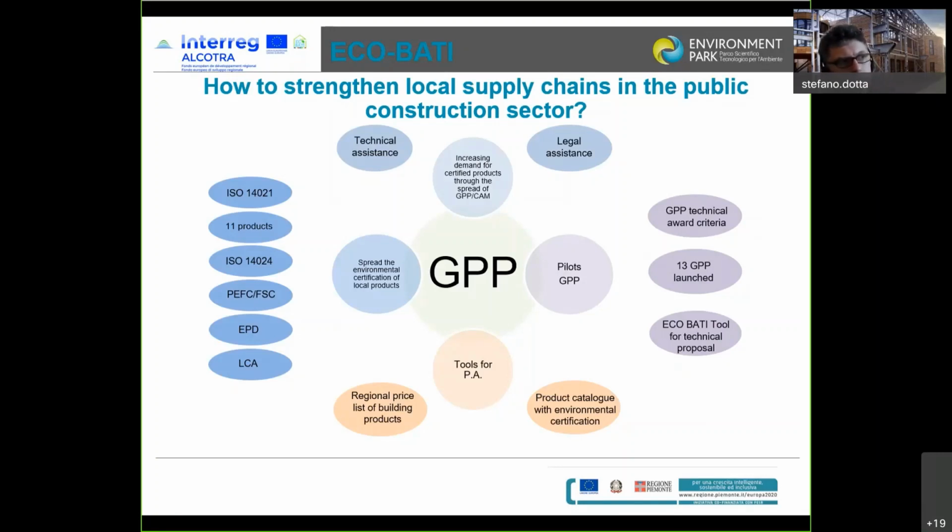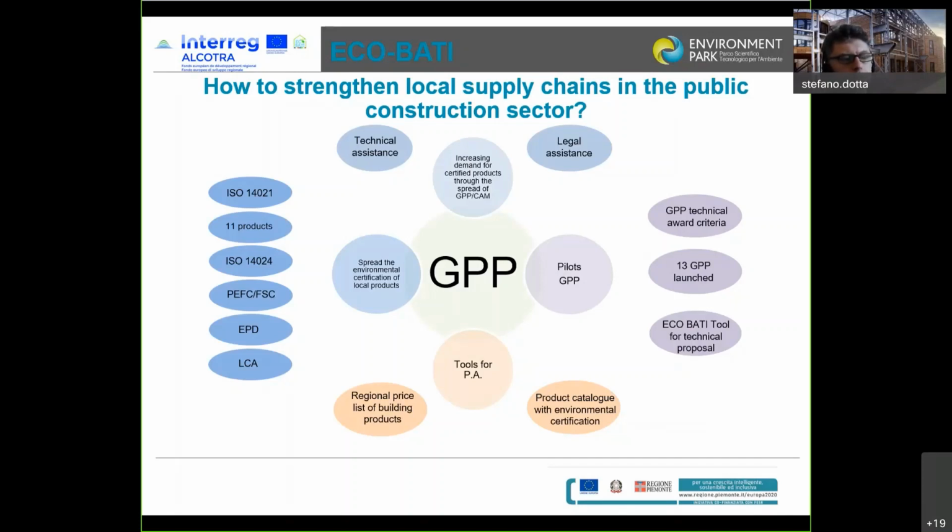The second main action was to support the public authorities in order to implement green public procurement, supporting these authorities with technical assistance and legal assistance. And then we also supported the public authorities by realizing some tools useful for the public authorities, but not only for them. These tools were mainly 2. The first was a regional product catalog with a list of the construction products with environmental certification that is possible to find in this local market.